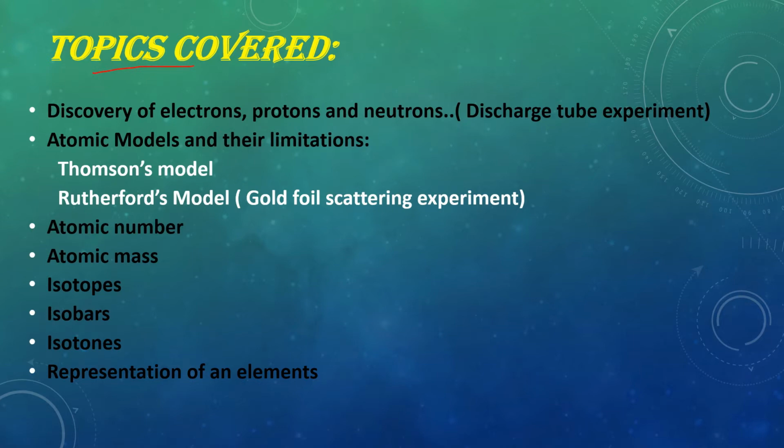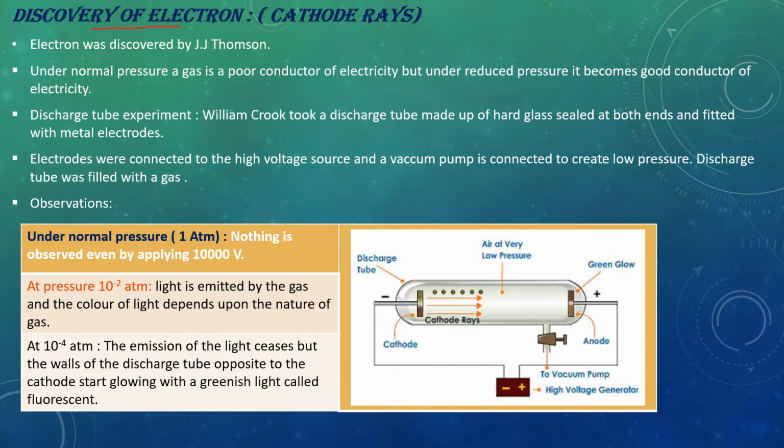Topics covered in this part are discovery of electron, protons and neutrons, discharge tube experiments, atomic models, that is Thomson model and Rutherford model and their limitations, Rutherford's gold foil scattering experiment, then atomic number, atomic masses, isotopes, isobars, isotones and representation of element. So first is discovery of electron, that is discovery of cathode rays.